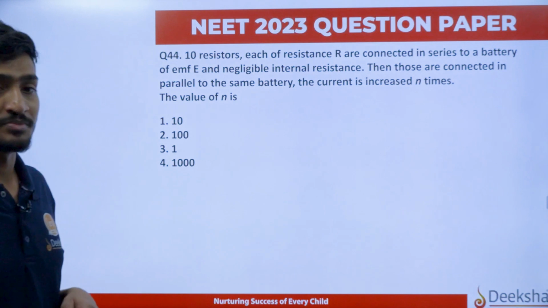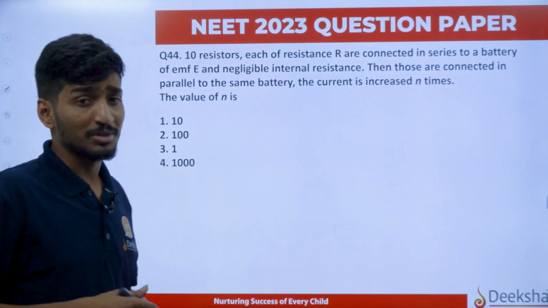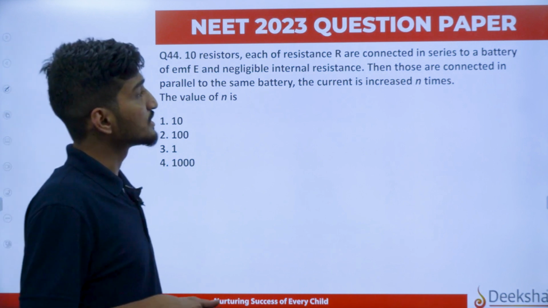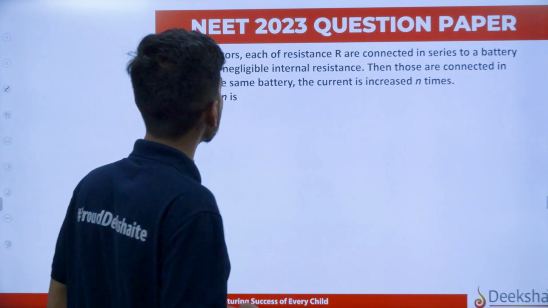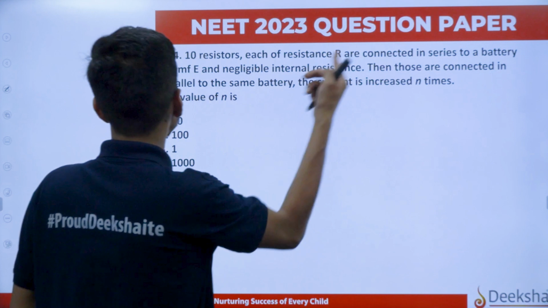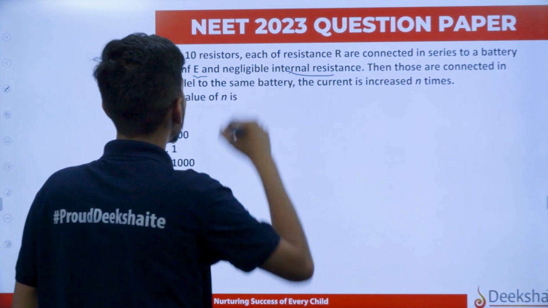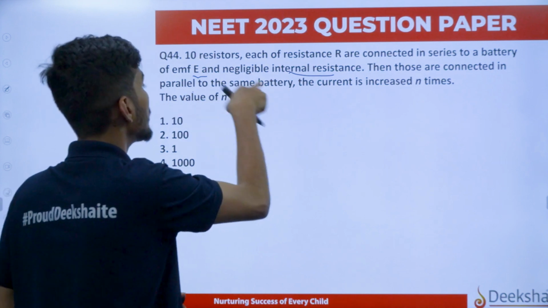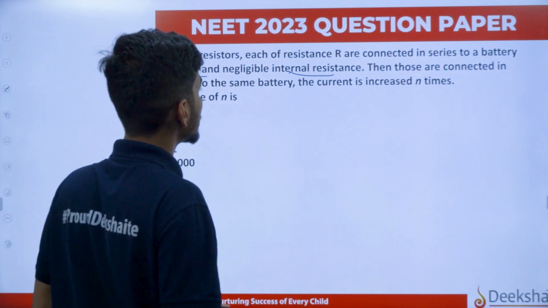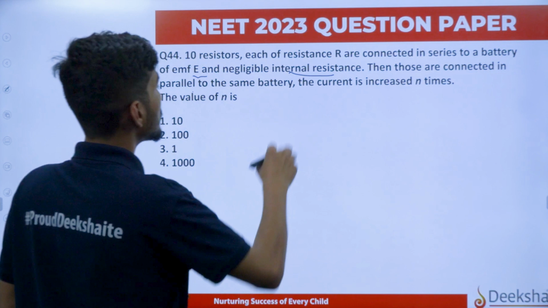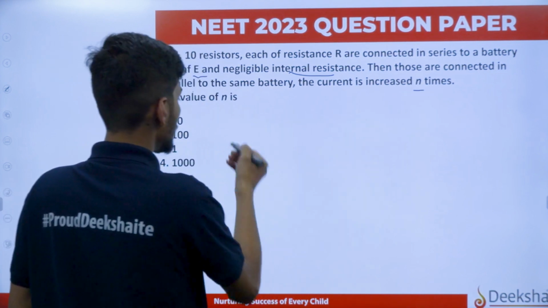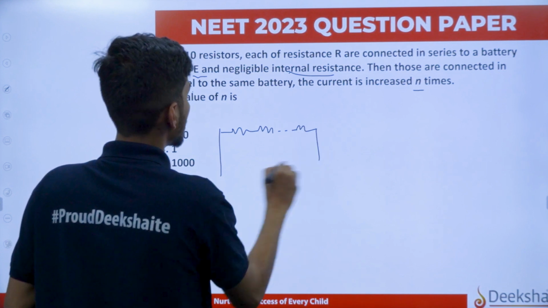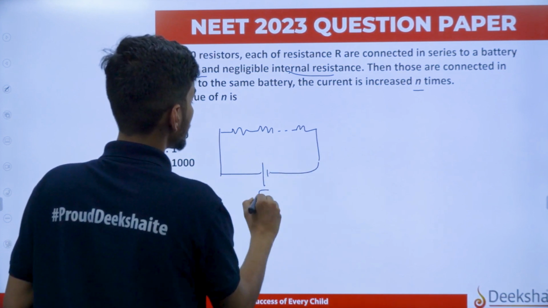Let's go to the next one. Okay, the next question I think is from current electricity. I can see the resistors here. 10 resistors, each of resistance R, are connected in series to a battery of EMF E and no internal resistance. Then these same resistors are connected in parallel to the same battery, and the current in the second scenario has increased by n times. So first they were connected in series like this to some battery E.